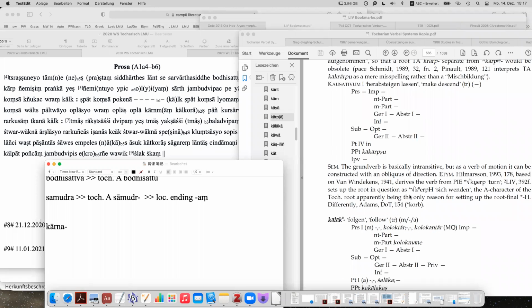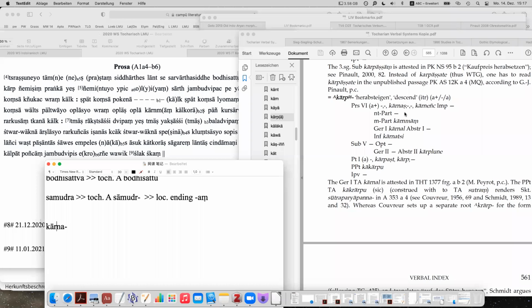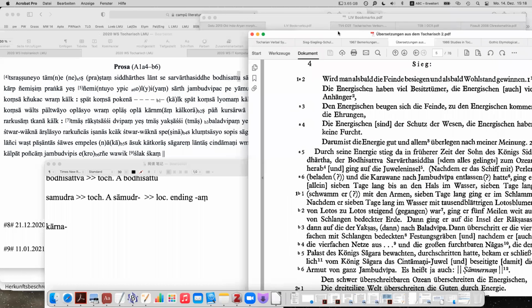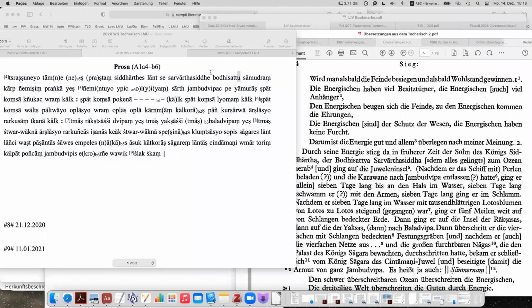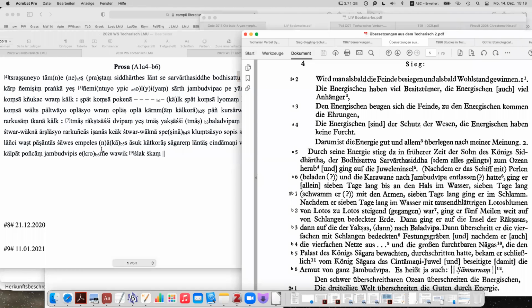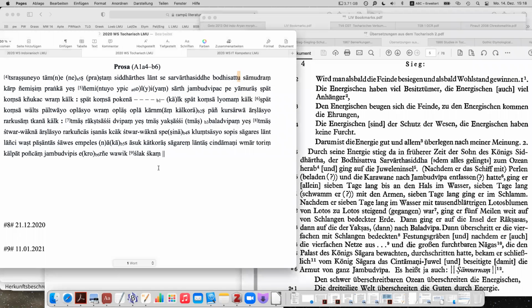I think for the etymology, yeah, there's some discussions, yeah. Yes, but it seems not pretty sure, yeah. Okay. But anyway, the word means actually descent or herabsteigen. Yeah. Yes. So this is a root. Yeah. So the Bodhisattva descends into the ocean. Okay, descends into the ocean or descends into the sea. And then we'll stop here.